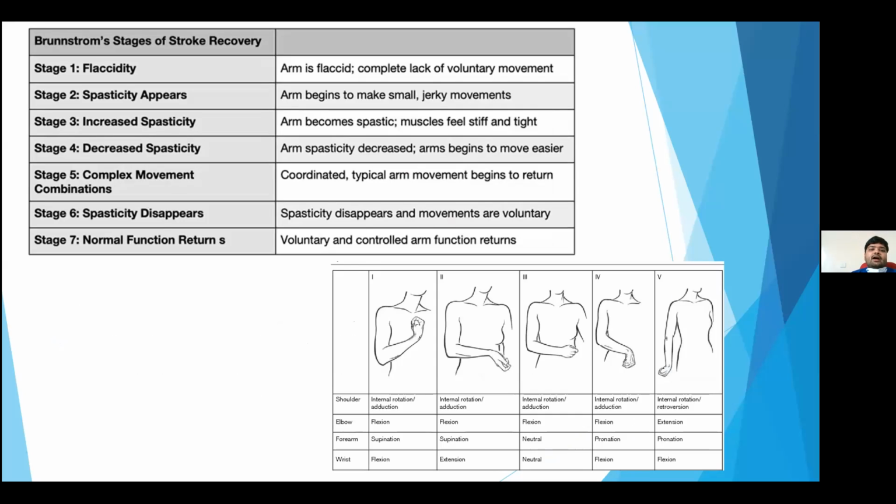Then you'll have stage 5, where the spasticity further reduces, and you will have movements that start coming out of the synergy pattern. In stage 6, the spasticity goes and movements are mostly voluntary. In stage 7, you'll have normal movements. And then you have these different synergy patterns in stroke. It's important to know how they are developing so that you can plan your facilitation techniques as well as inhibition, whenever you have to have a mix of Brunnstrom as well as Bobath approaches.